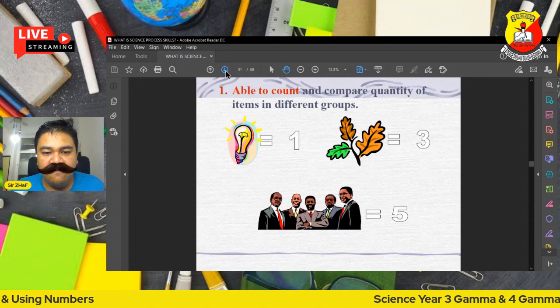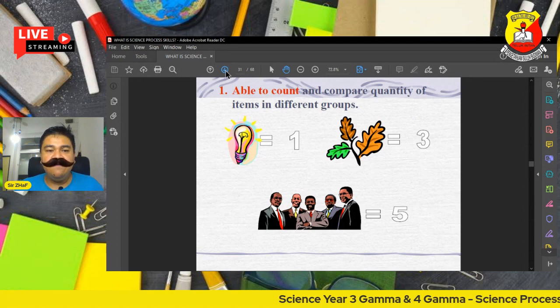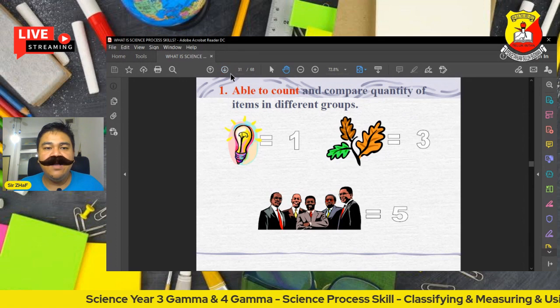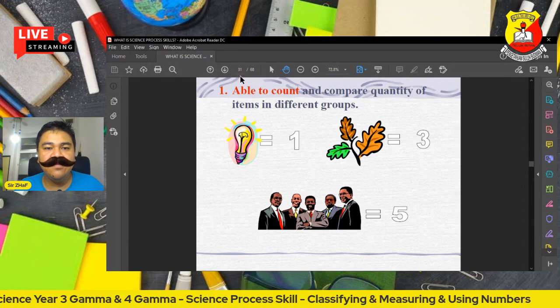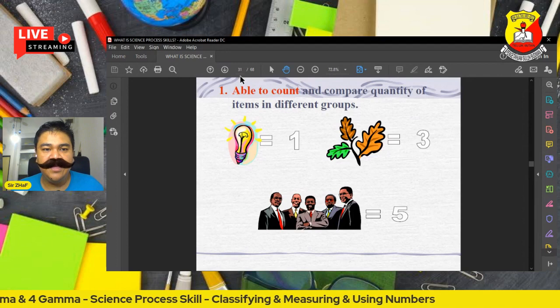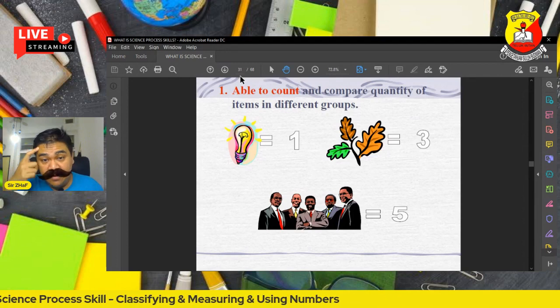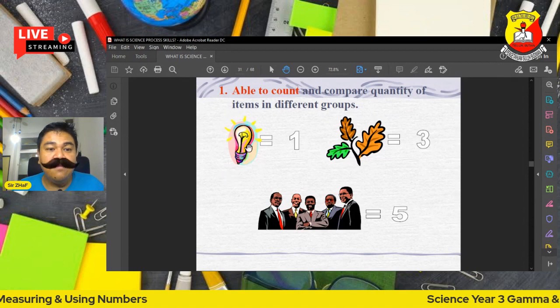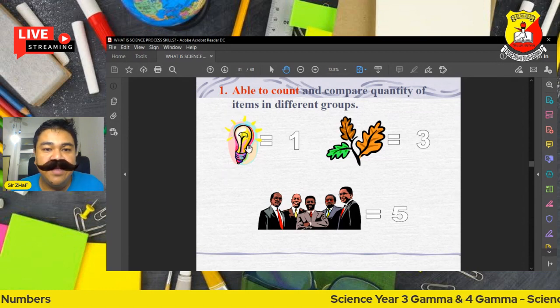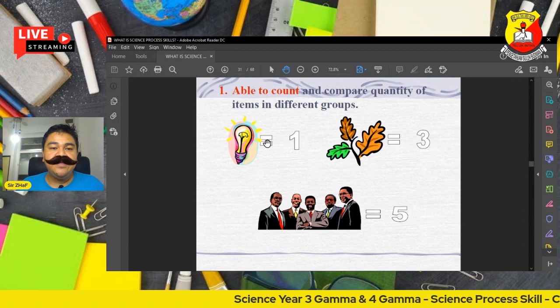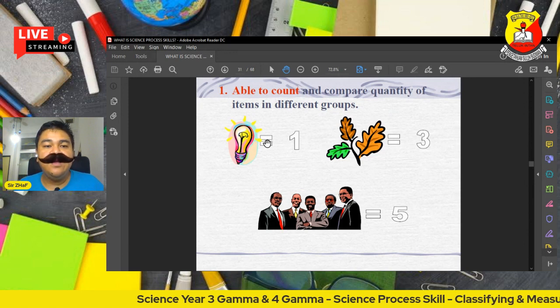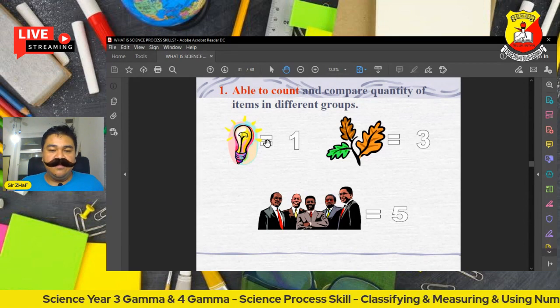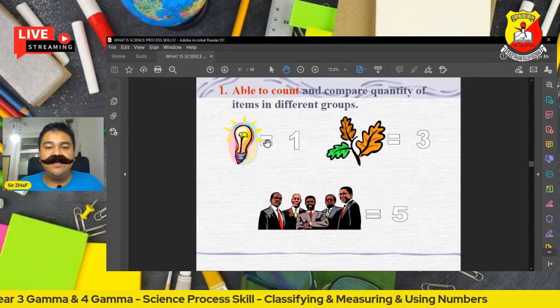The group of people is 5. Okay, so you are able to count. If you are able to count, then you are measuring and using the number. So you measure first. You measure the amount of that item, and then you interpret it into a number. So that is what we call measuring and using a number.